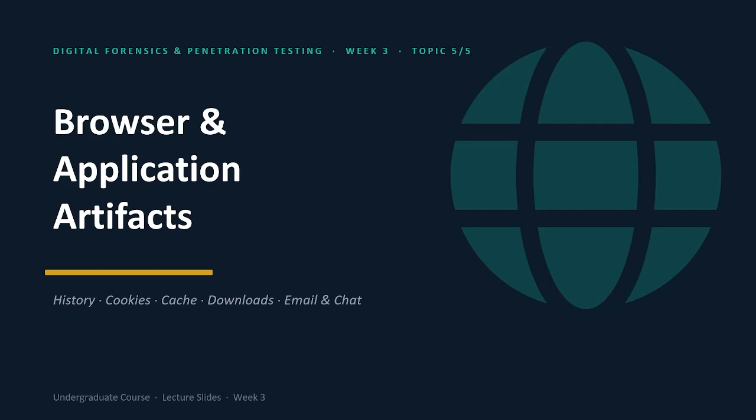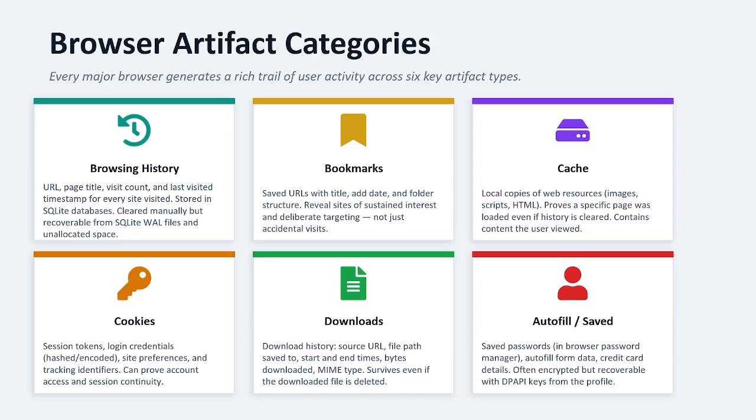Welcome back. Today we're going to talk about browser and application artifacts. And this will be relatively brief, but it is important to talk about this and know about it. So browser artifacts, you can have browser history, you can have your bookmarks, your cache, cookies, downloads, auto-filled or saved passwords, things of that nature. So modern browsers all store all of this.